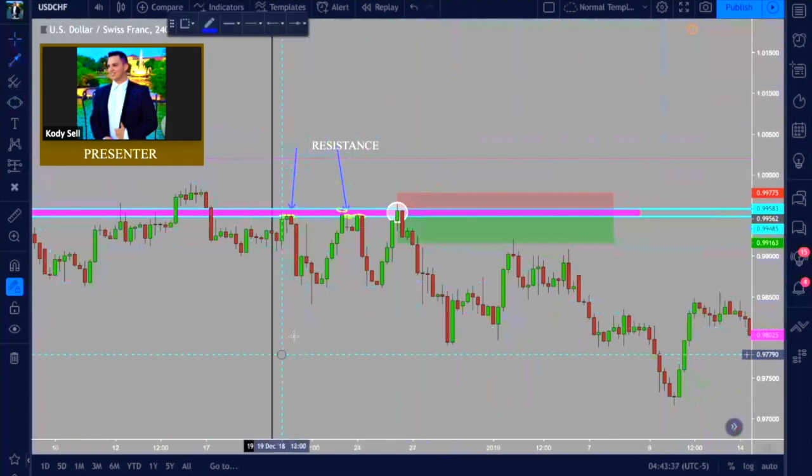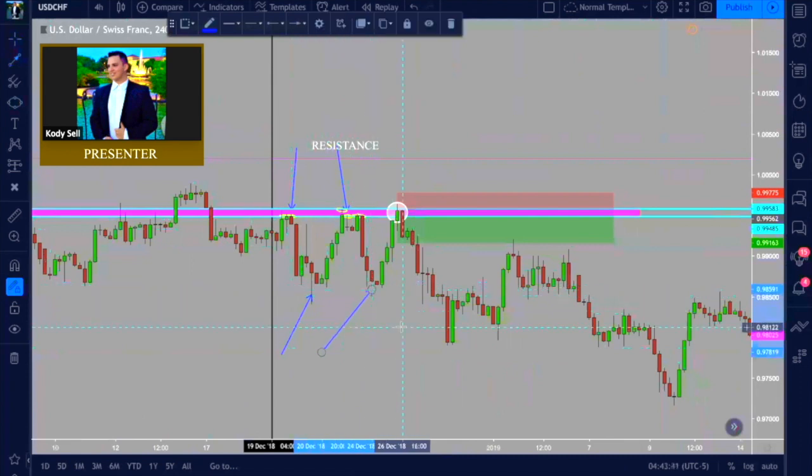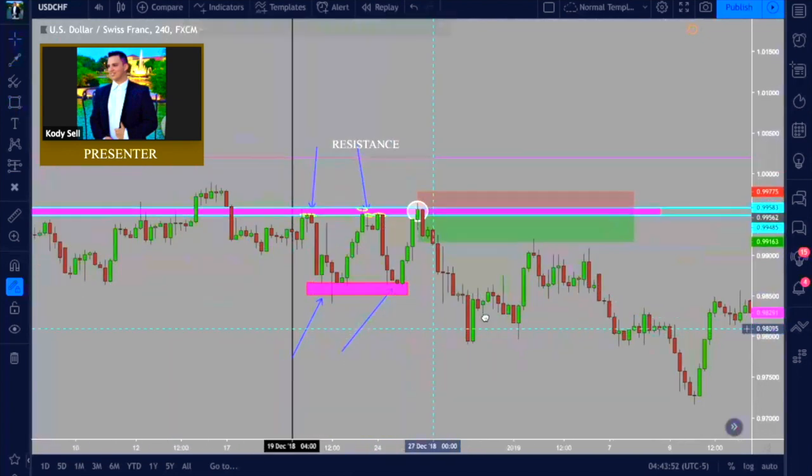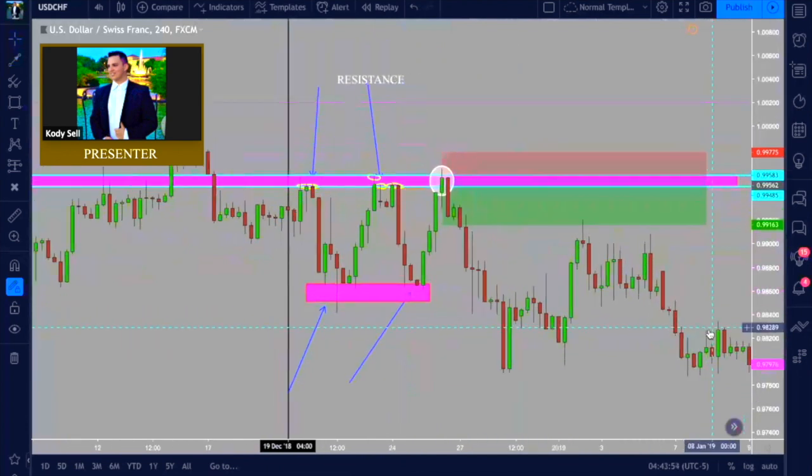The next major support is right here. So you've got two rejections right here, okay? Same thing as up here. I'm going to note these two rejections and get an idea of what my zone is here. Okay, now let's zoom in and talk about this zone.